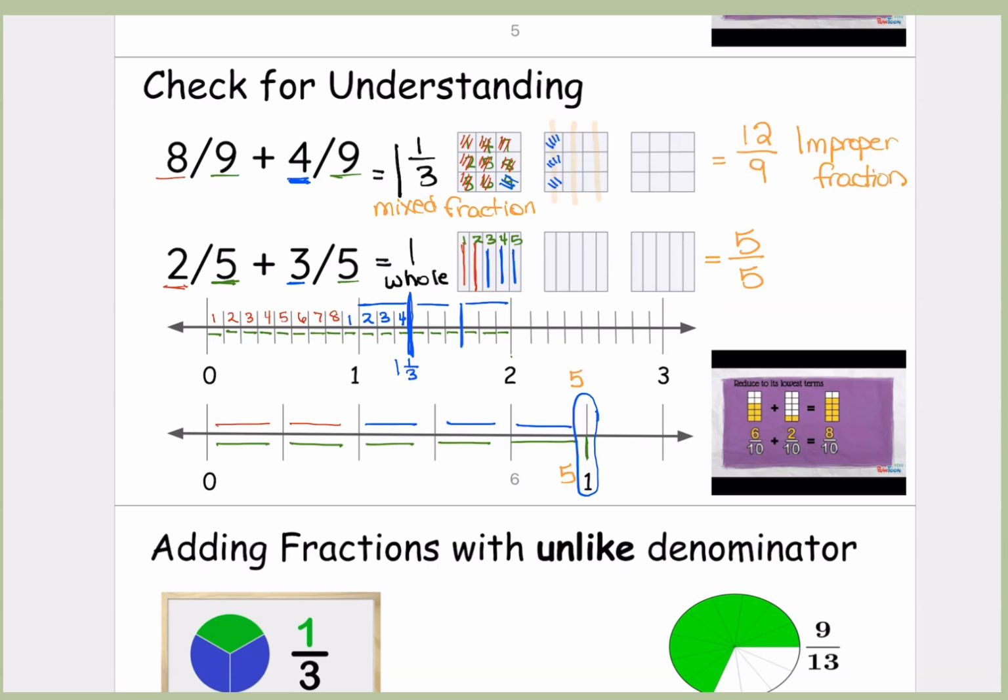Here's another video for you to continue to review adding proper fractions with like denominators and reducing it to their lowest term.